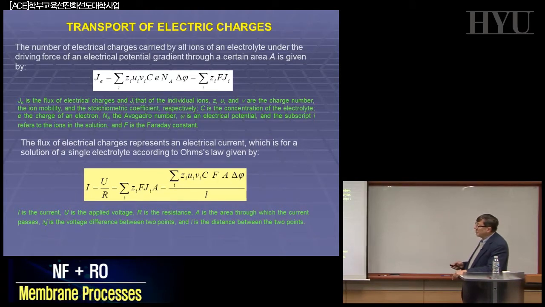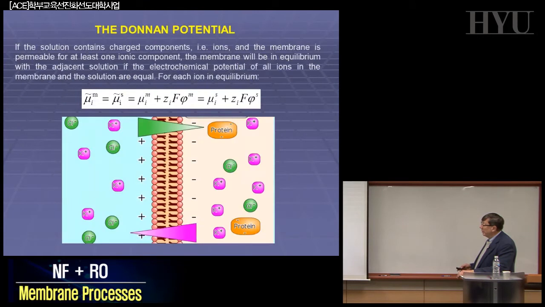Basically, we can express our current in the system using Ohm's law, just by considering the flux of all the ions that are going across, multiplying by the difference in the electrostatic potential across the system and by the membrane surface. That will be the expression, divided by the distance, the thickness of the membrane, or the distance between the electrodes that are present in the system.